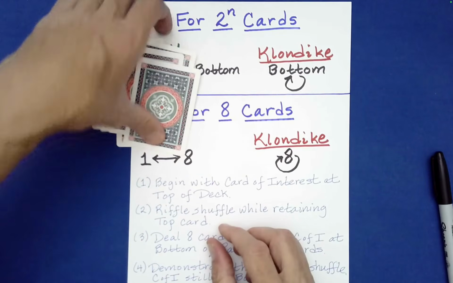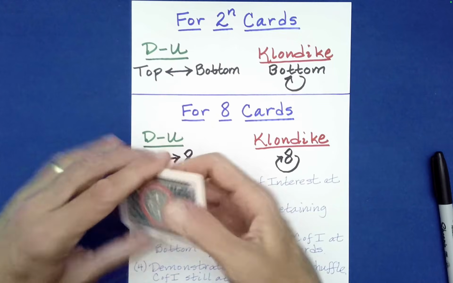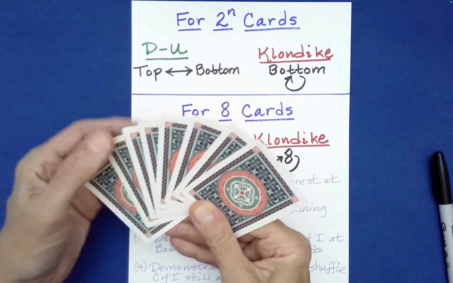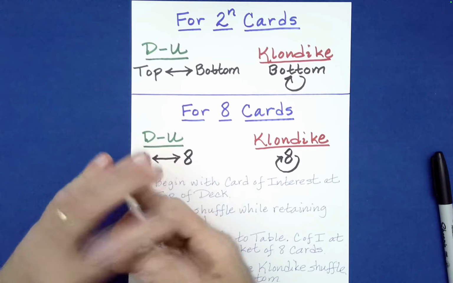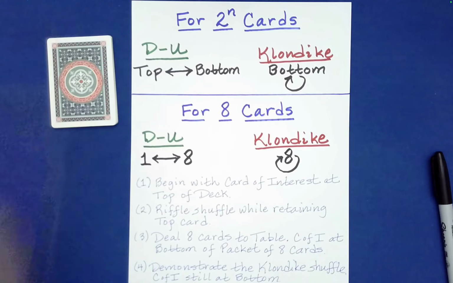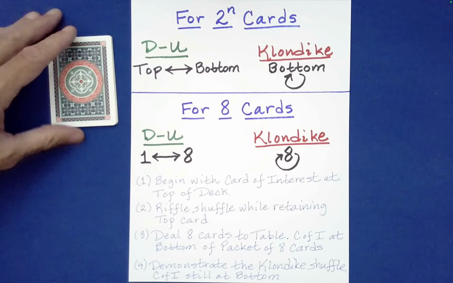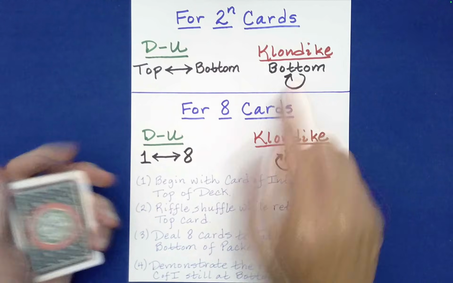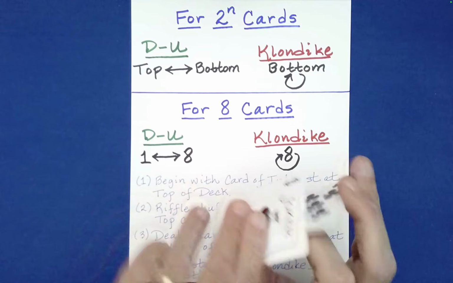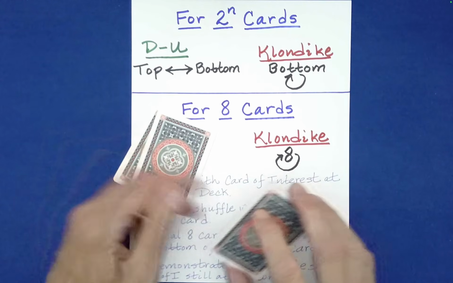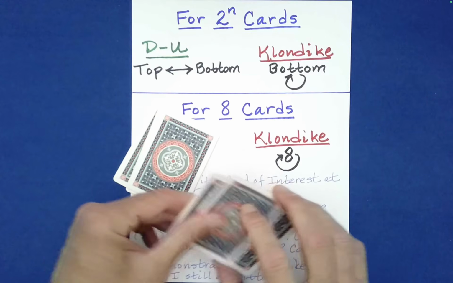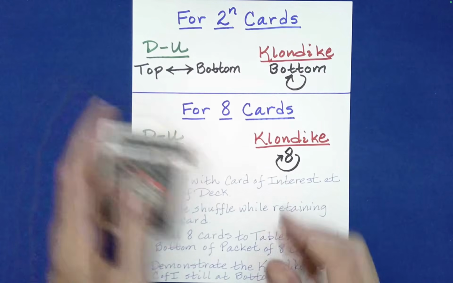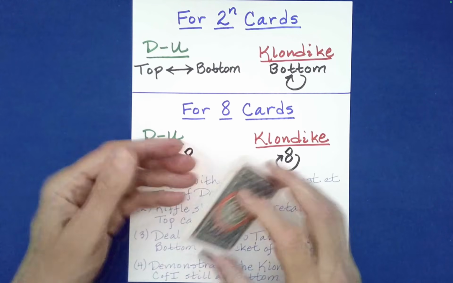I may have dealt out more than 8. Let me just check here. I think I probably have 9. 2, 4, 6. Oh, I have 8. Okay, and the Joker's at the bottom. Okay, and then demonstrate the Klondike shuffle. Well, as mentioned here, that bottom card, which is the Joker, will just stay there. And it doesn't matter how many times you do the Klondike shuffle, the Joker's not going anywhere.